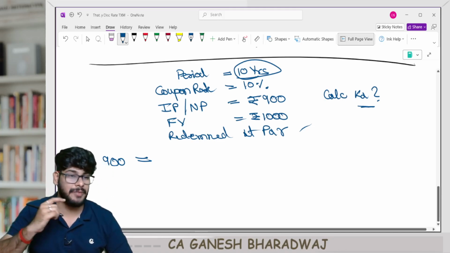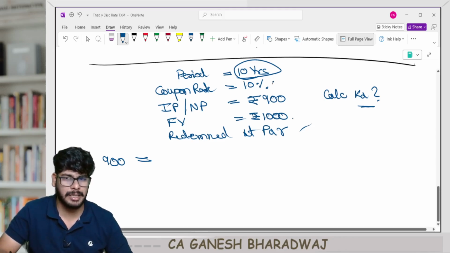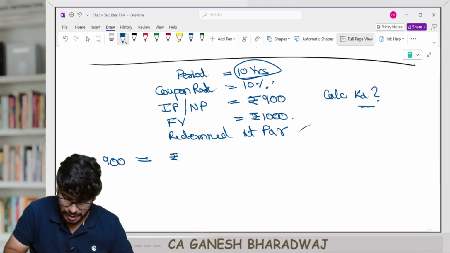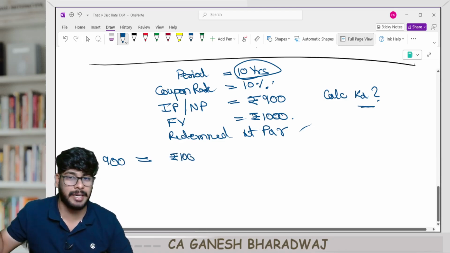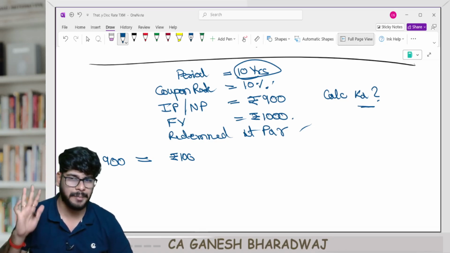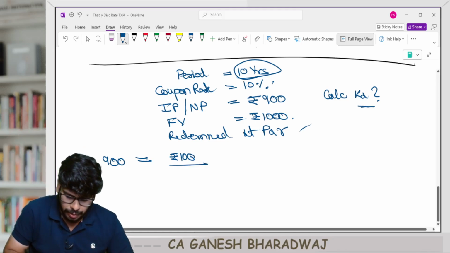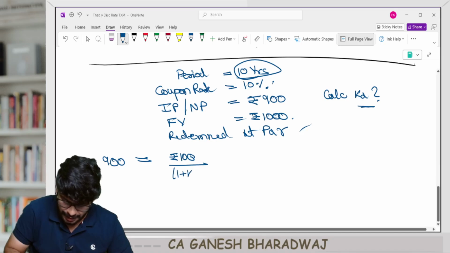what is going to be every year's interest? Interest 10% on 1000. How much is it? 100. So can I say it is rupees 100, ideally into 1 minus t, but in this case I'm ignoring taxes for the convenience of calculation. Okay, right? But ideally if tax rate is given, that also needs to be computed. Okay, 100 divided by 1 plus kd to the power 1.